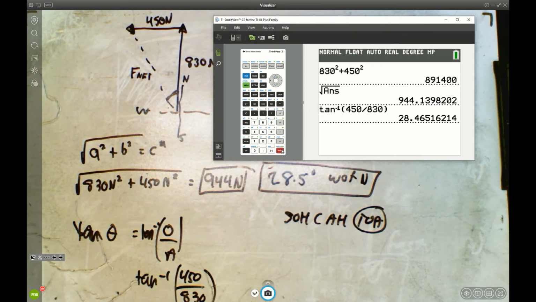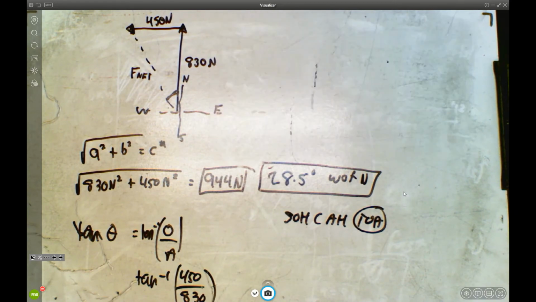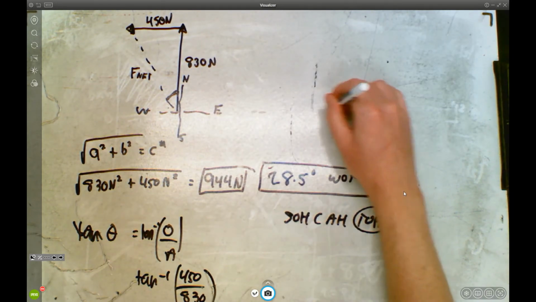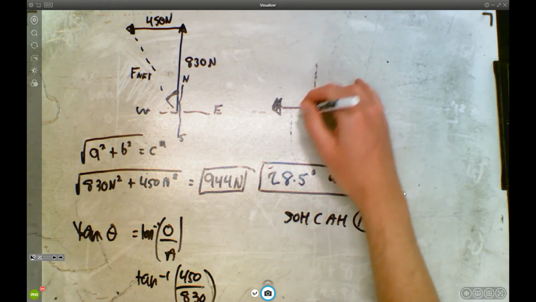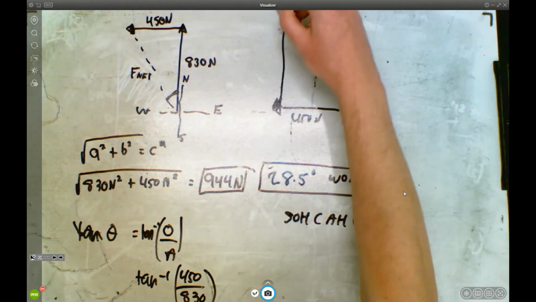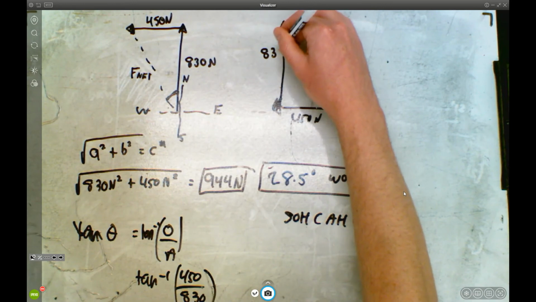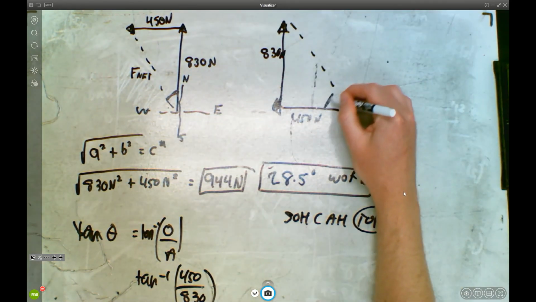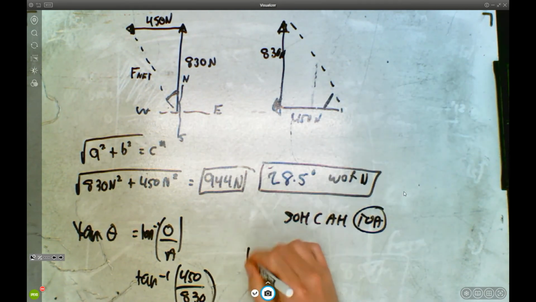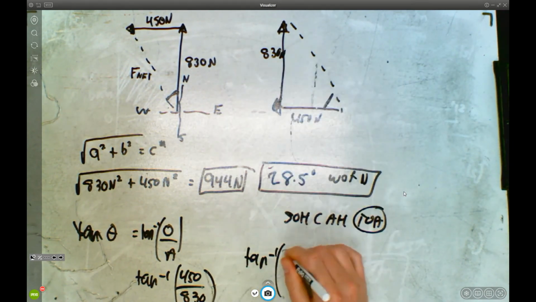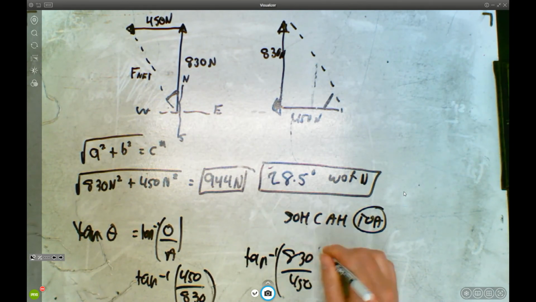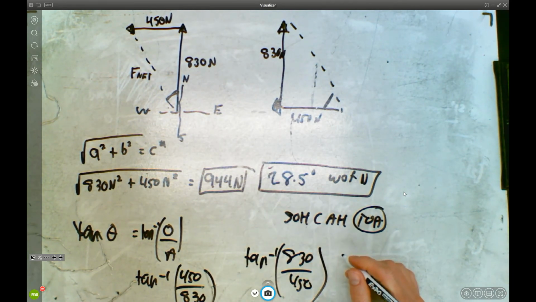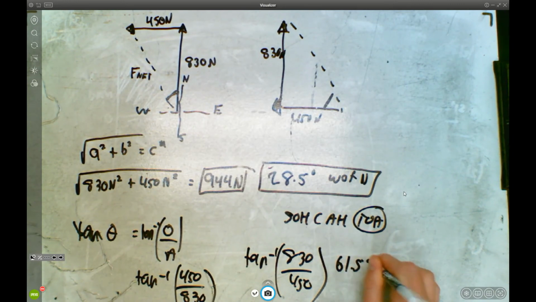Okay. One thing I should point out, what some people might do is they might draw it the other way. If you drew it the other way, you would draw 450 newtons that way, and then 830 newtons that way. And then this is your angle that you found right here. And if you tan -1 that, when you do opposite over adjacent, like that, you're going to end up getting 61.5 degrees. And it's going to be 61.5 degrees.